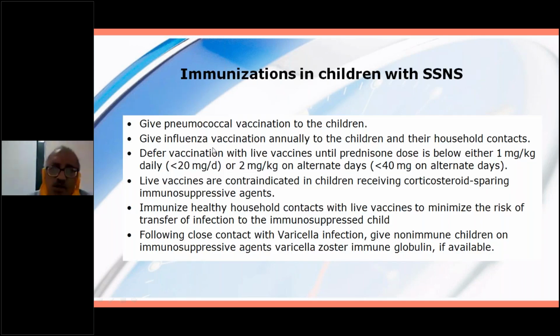Immunization is very important. Give pneumococcal vaccination, and influenza vaccination is also advisable every year. Live vaccines are contraindicated, please remember, when you are giving steroids. Immunize not only the child but household contacts also, because any infection of them, they may give to the child also. So better the caretakers also be free from infections. And following varicella contact, give varicella zoster immunoglobulin to all non-immune children and those on immunosuppressive agents, if it is available. Unfortunately, in India we don't have it.